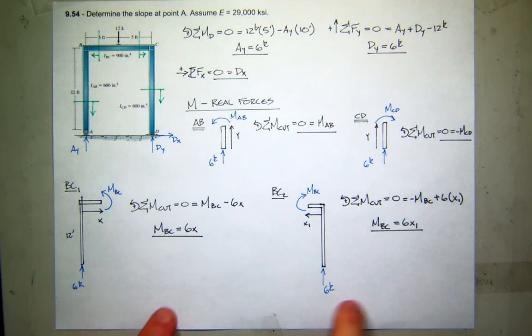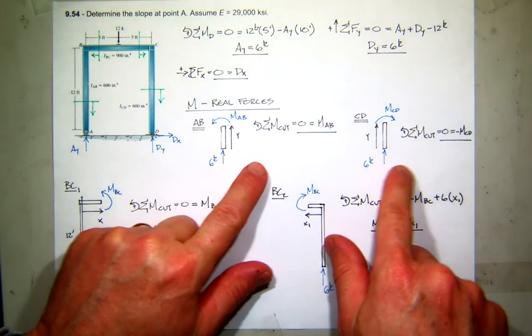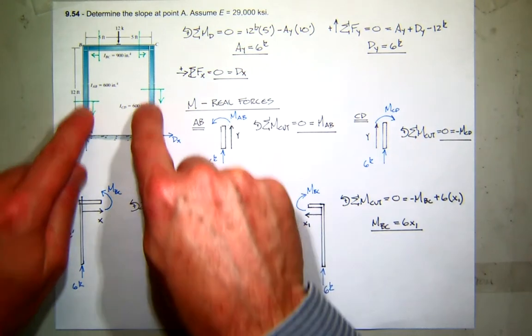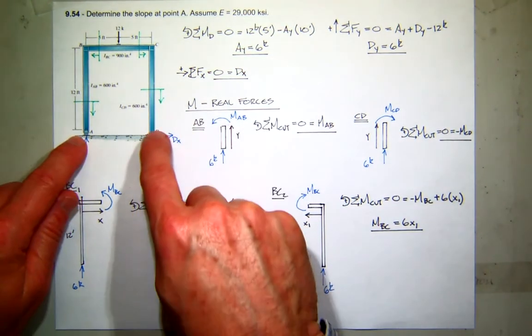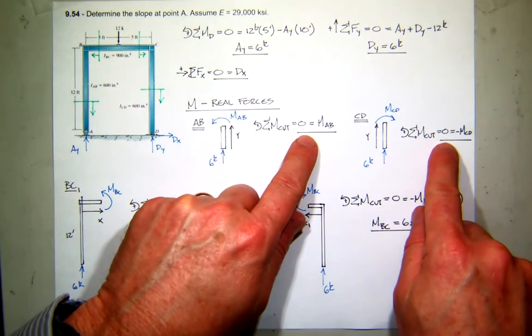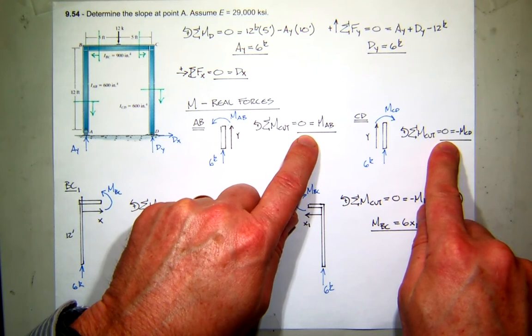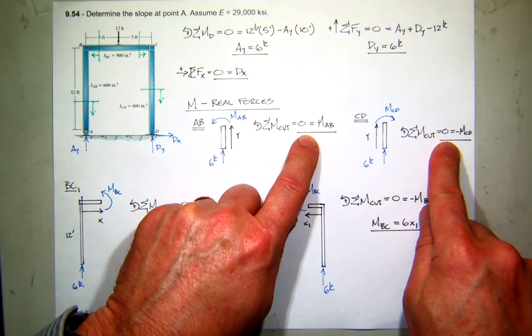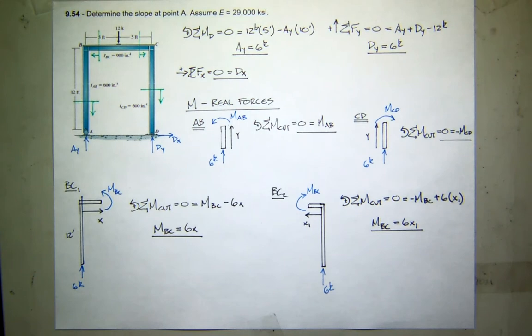And the interesting thing about this problem is you'll notice here that the columns A to B, D to C are contributing no bending energy to the displacement or the slope.